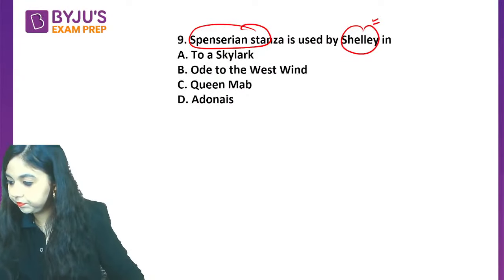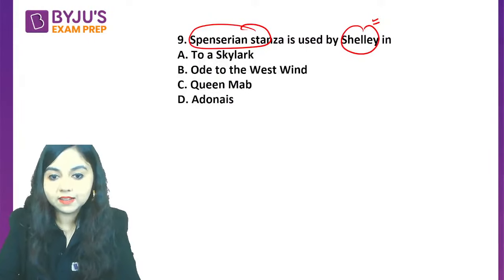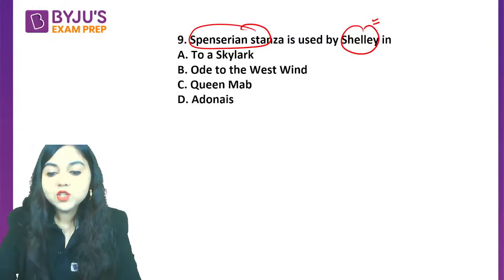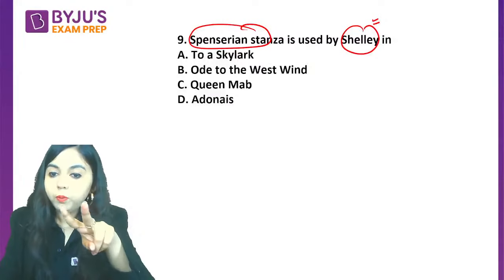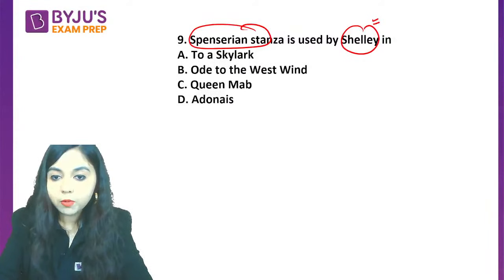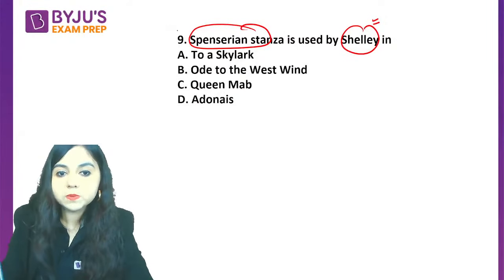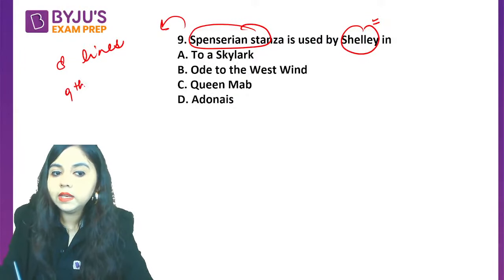Okay, anyway. Excellent, fantastic. That is the right answer. Great. So Spenserian stanza, remember, has 8 lines in iambic pentameter followed by 1 line in alexandrine or iambic hexameter. So how many lines are there predominantly in Spenserian stanza form? We have 8 lines of iambic pentameter and the 9th line is in iambic hexameter, right?